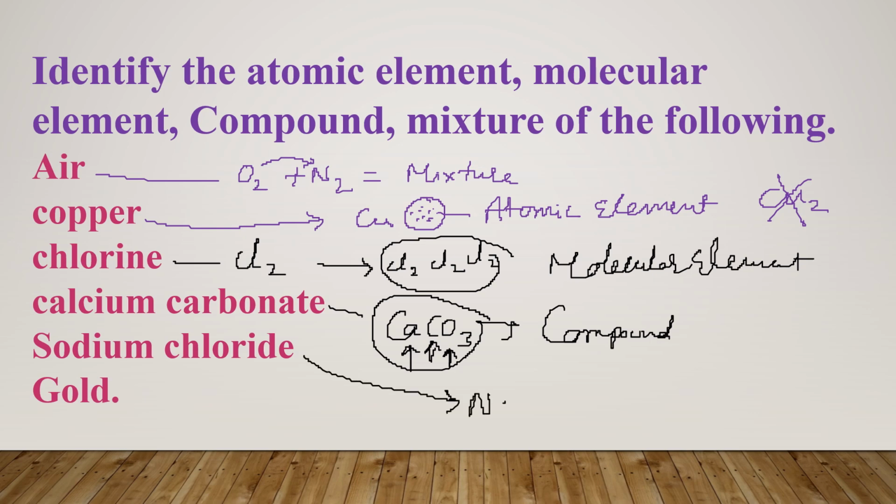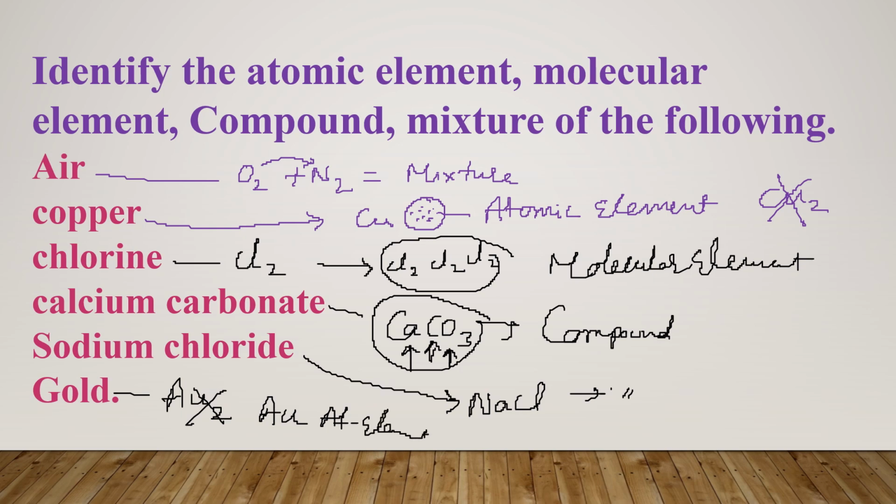Then NaCl is also a compound. If you take namak, uppu, salt, it contains NaCl. It is also a compound because sodium and chlorine atoms are combined in a definite ratio to form sodium chloride. Suppose you take next gold. Gold is in a pure form. It does not exist in the form of Au2, because it's a metal. It exists in the form of Au only. So we call it an atomic element.